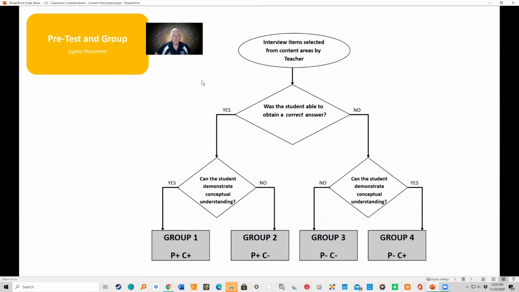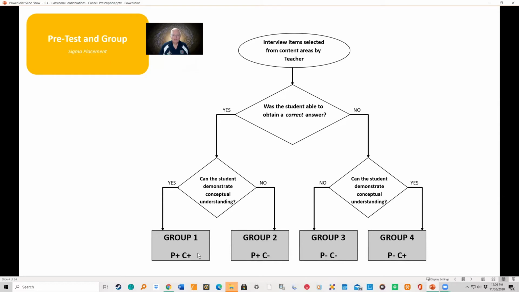Now, once this is done, you're going to be doing a pretest and some grouping. And this is where the segment placement grid shows up. If you remember, when we walked our way through this, we select an interview item. We then check initially to see if the students are able to get a correct answer. And this can be done very easily through a paper and pencil assessment. We then ask ourselves for each student whether or not we feel that they understand the concept.